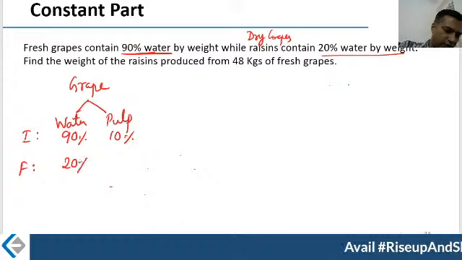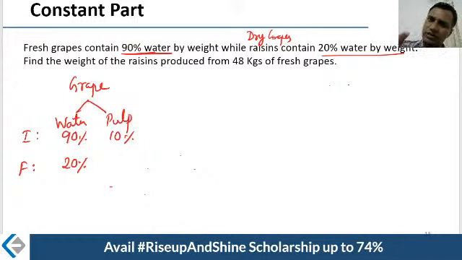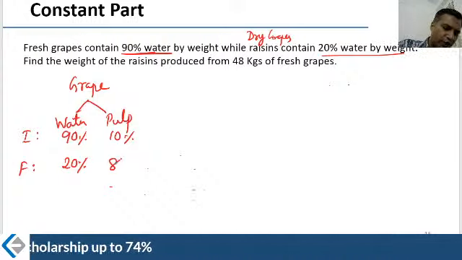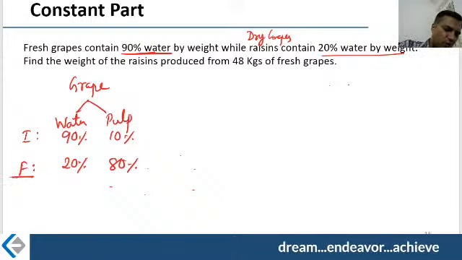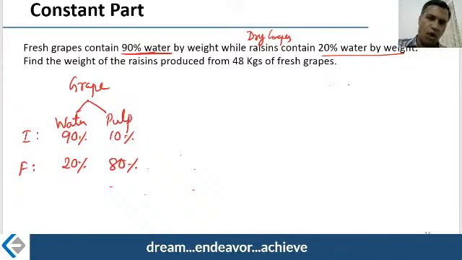Now look at this, 20% is the water. See, the final product is also 100%. Whatever the final product, it has its own 100% weight, right? Now out of which 20% is water. Therefore, how much is non-water? Non-water is going to be 80%, because F is one number, one full F. 100% is nothing but one full F. If 20% is water, how much is pulp? 80% is pulp. Now again, the unchanging part.